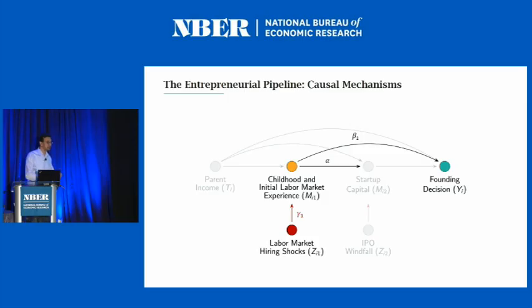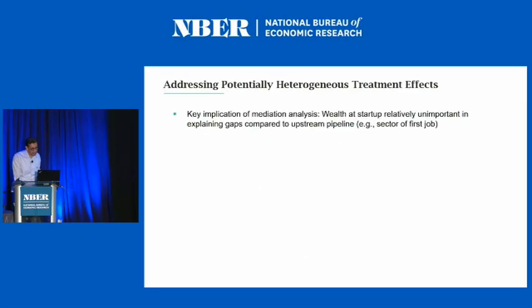That ends up explaining a very large fraction of the initial gaps, something like 30 to 50% across some of the different gaps we look at in entrepreneurship rates. So this turns out to be a much more important factor when we look at this different set of instruments. And so the key implication of the mediation analysis in this context, contrary to what we had concluded initially based on that very simple endogenous control, is that wealth at startup is actually relatively unimportant in explaining gaps compared to the upstream pipeline. For example, the sector in which you start working initially when you come out of college or when you enter the labor market.